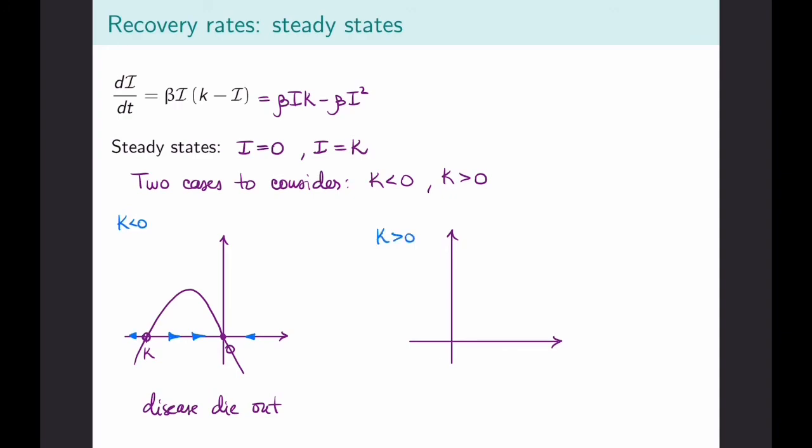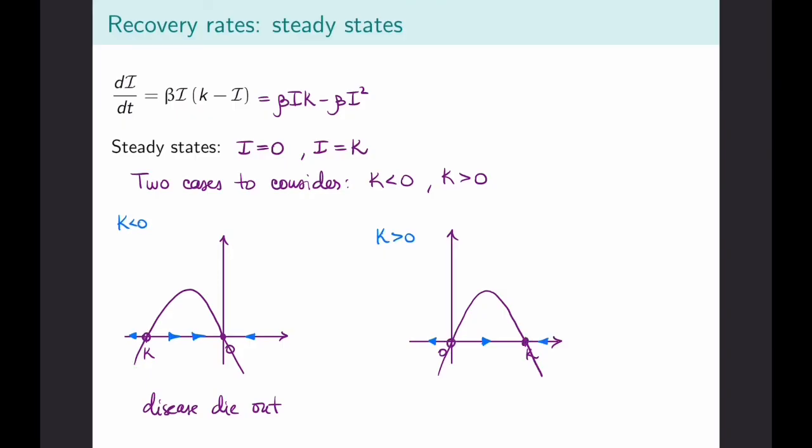And what do I have here? 0 and k. I still have the parabola as my general case, but now my arrows are going to be slightly different. I notice that here the graph is below, so the arrows are to the left. In the middle, it's above, so the arrows are to the right, and then the arrows are to the left again. So what I have is that 0 is an unstable steady state, and k is a stable steady state.